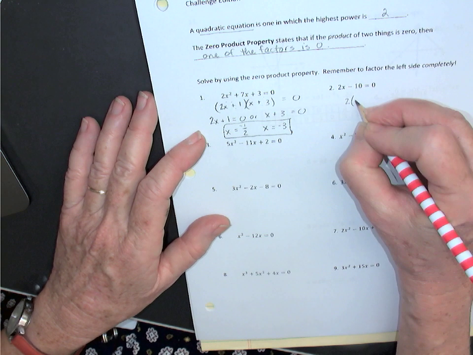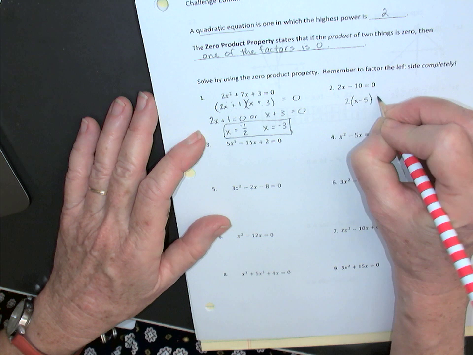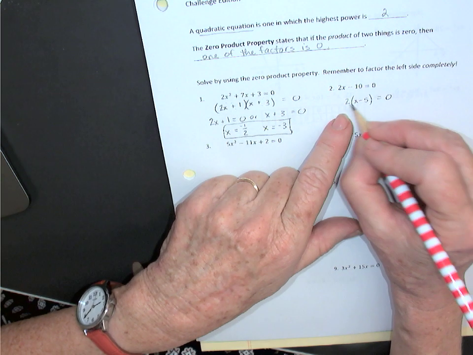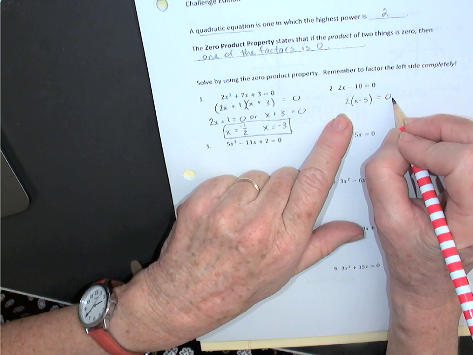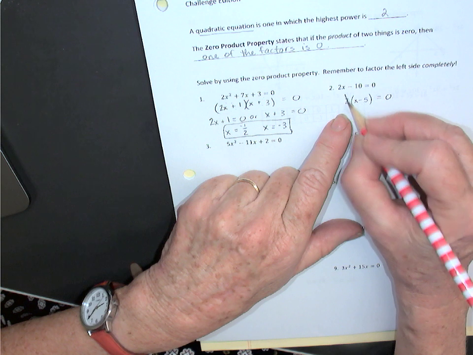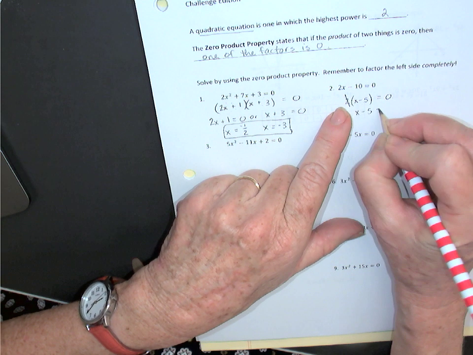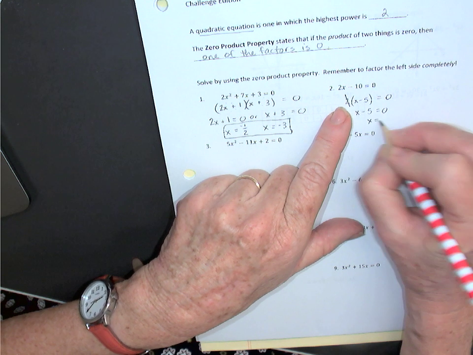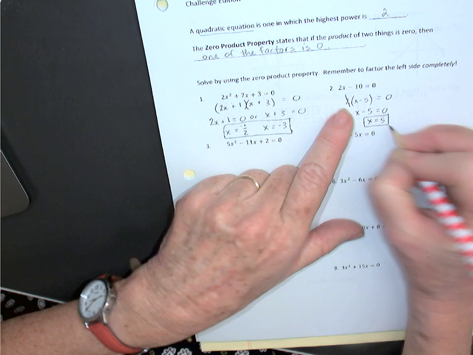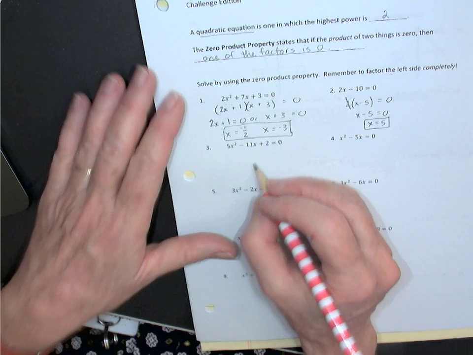I could do the same thing for number 2. If I factored the 2 out of both terms, I'm multiplying two things together and getting a 0. It's not going to be a 2 because a 2 is a 2, but it is possible that this x minus 5 thing would be 0, and that would happen if x is 5. So I could use it there as well. Same thing for number 3.